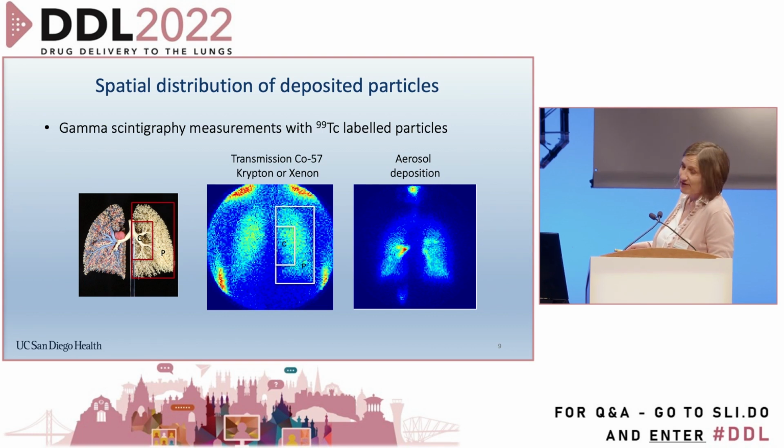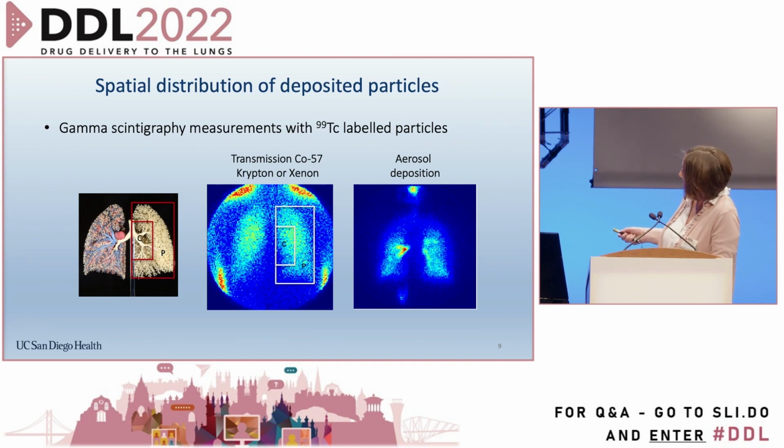But at the same time, in the central region, because you have a planar image, you also have information on deposition that occurs in the lung periphery because of the complex geometry that the lung is.